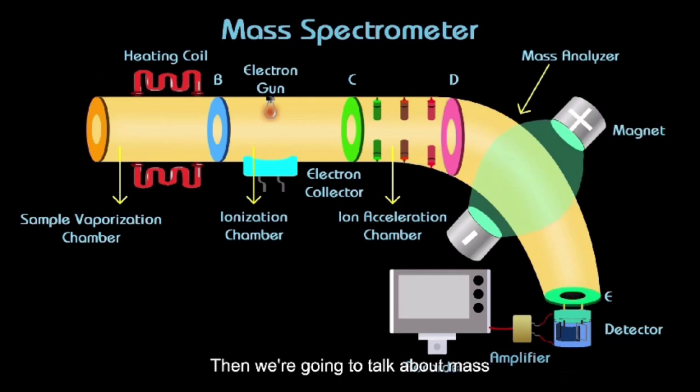Then we're going to talk about the mass spectrometer. A mass spectrometer is an analytical tool used for measuring the ratio of mass to charge. When we put the sample in the device, the molecules of the sample pass through 3 stages. The first stage is ion formation, the second stage is ion separation, the third stage is ion detection. We will show you in detail how it works in the next few minutes.